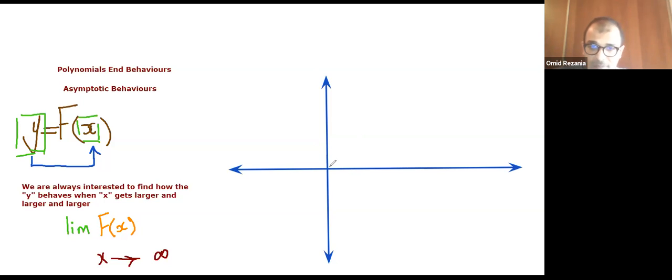Look at this one, for example. Let me show a line here, which is going to be this.